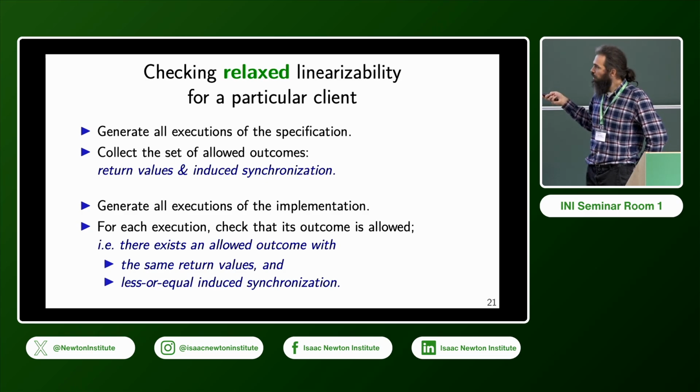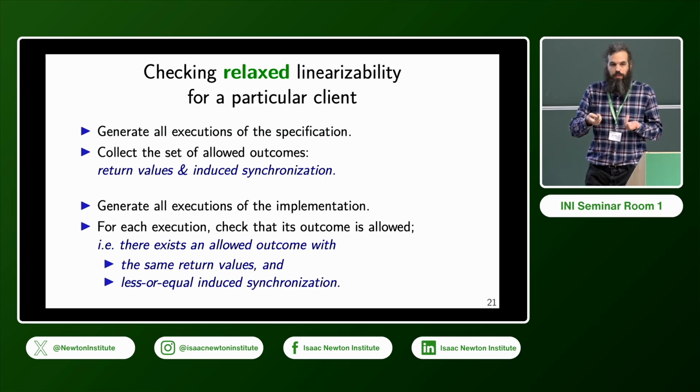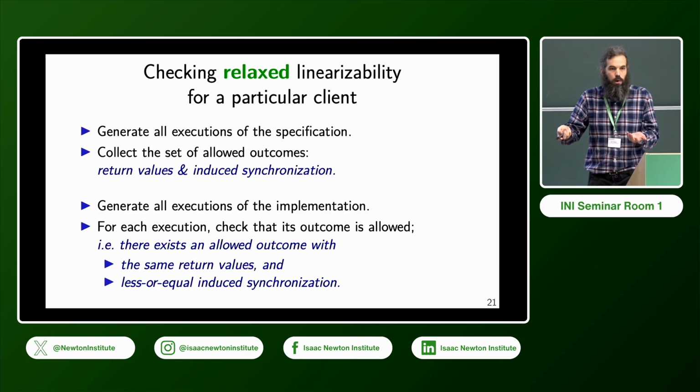What does that mean? That there exists one of these recorded outcomes from the specification that has the same return values, and that the specification has less or equal synchronization than the implementation. The implementation can synchronize more than the spec, but not the other way around. The implementation can use a global lock if it wishes. That's all valid.